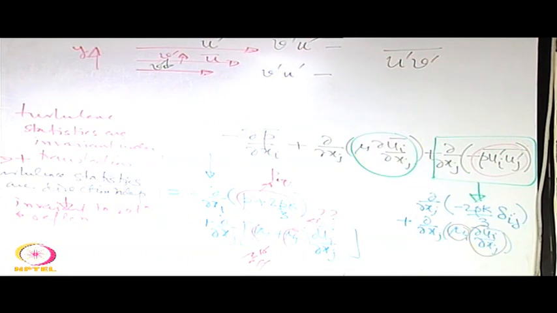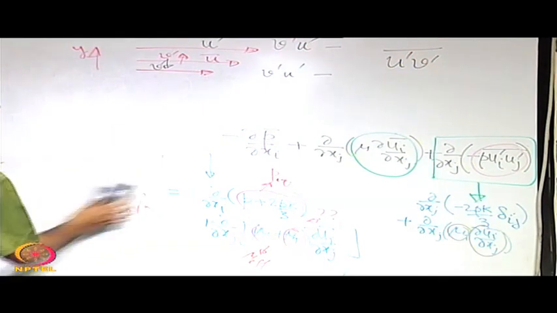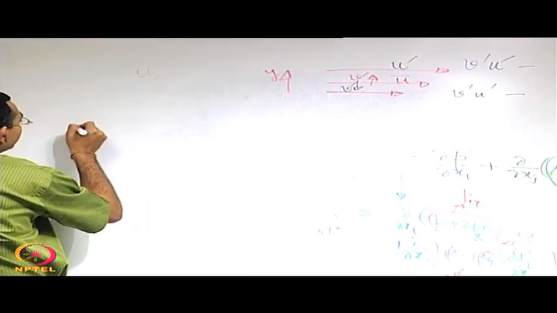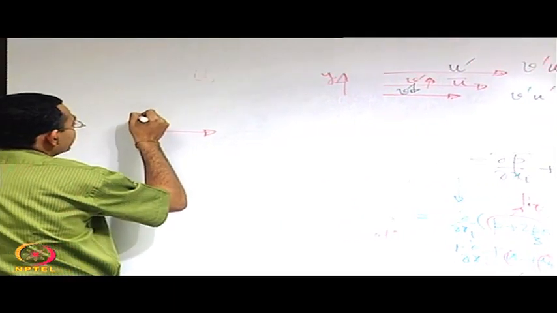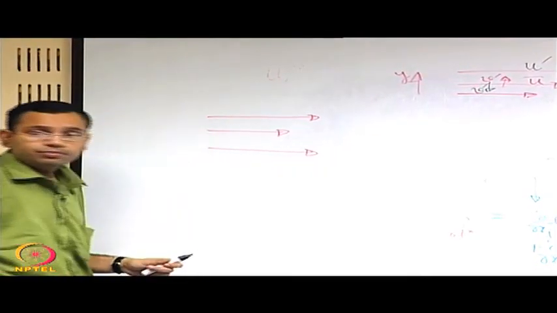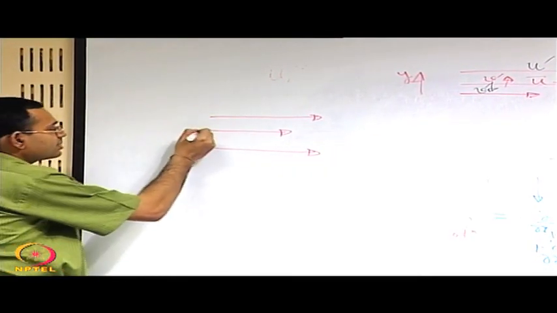However, the situation may change dramatically if you have this type of situation. Let us say that you have a situation where you have the central fluid layer like this, the upper fluid layer like this, the lower fluid layer like this, perfectly symmetrical. This is like as if y equal to 0.